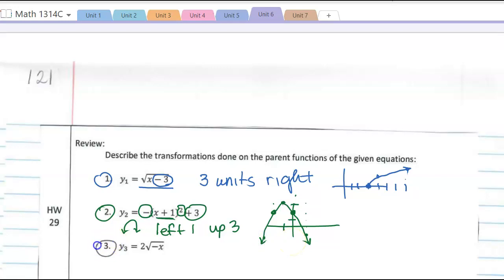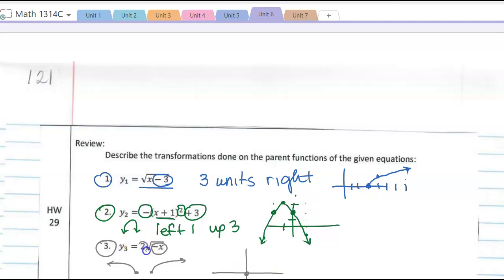For number 3, we have a negative x on the inside of our square root. And that is going to be a horizontal reflection. So instead of opening up like this, it's going to open up like this. We don't have any translation, so it's going to stay at 0, 0.